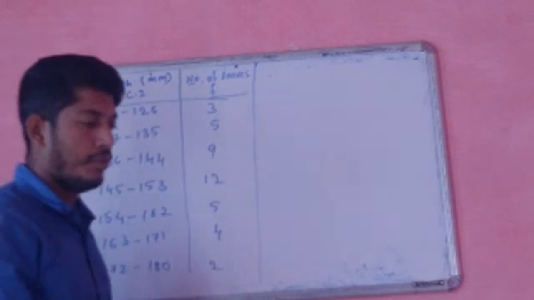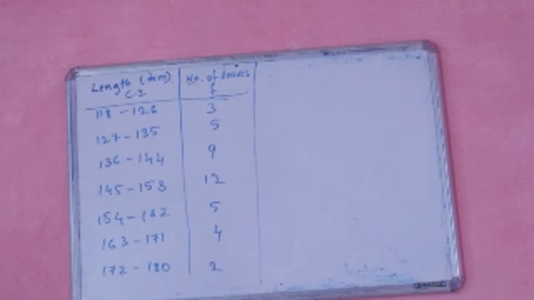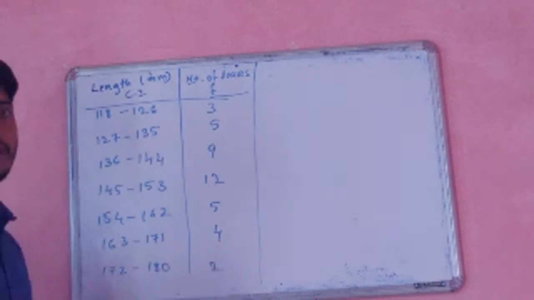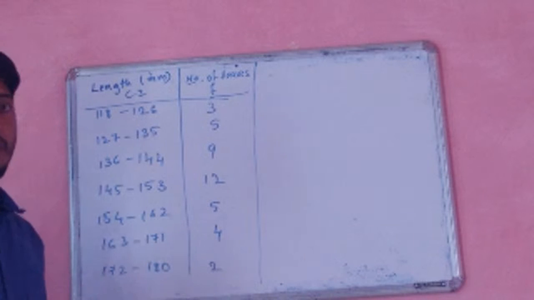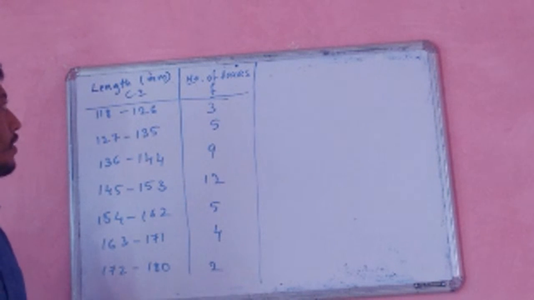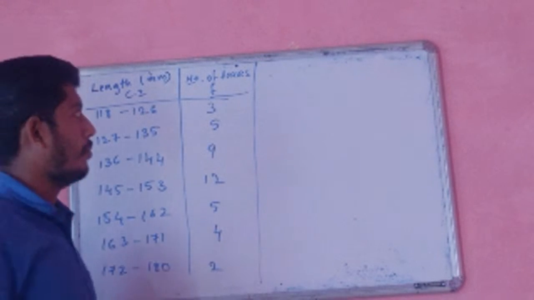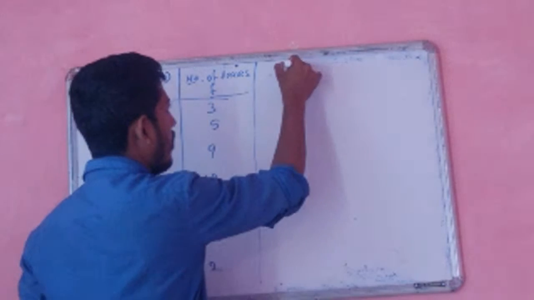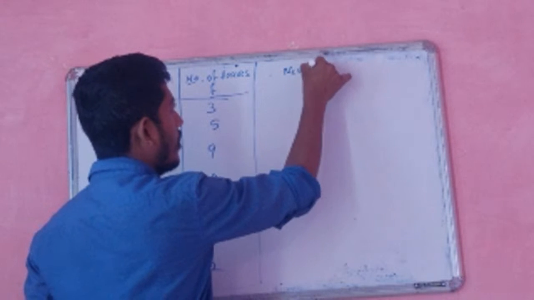So now what we have to think: the class interval values are not continuous. So we have to make them continuous. Okay, this is the given question. Now while writing the column, first we have to write the class intervals in continuous form. Okay, I will write a new class interval.